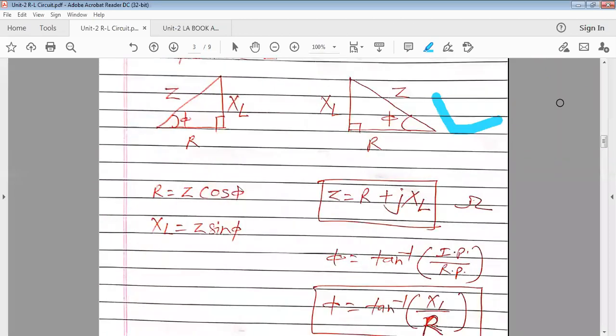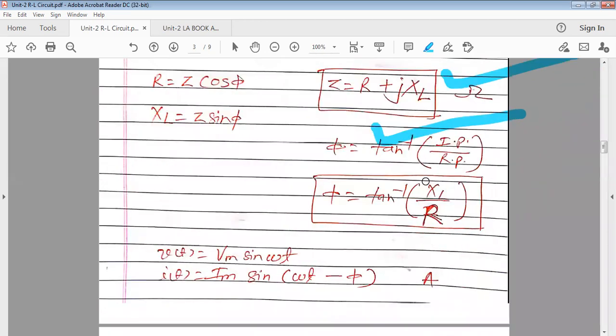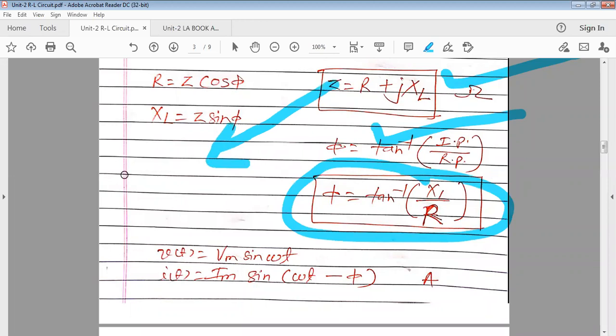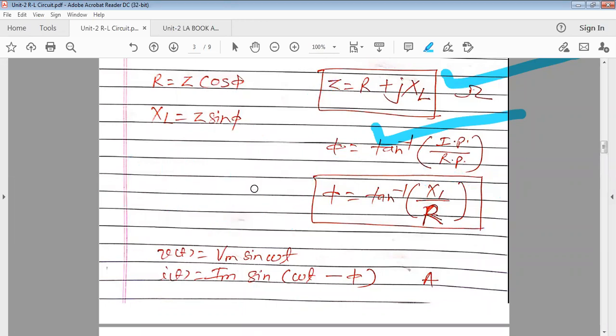The impedance triangle. To calculate the impedance Z, use this formula: Z is equal to R plus jXL. Or you can use the Z magnitude, which is the square root of R square plus XL square. Phi is tan inverse of the imaginary part upon the real part. Here the real and imaginary parts are both positive. That's why phi will always be positive. It means that when you convert Z into polar form, magnitude and angle, you will find both are positive. Magnitude is positive and the angle is also positive, and that angle is greater than 0 and less than 90 degree.